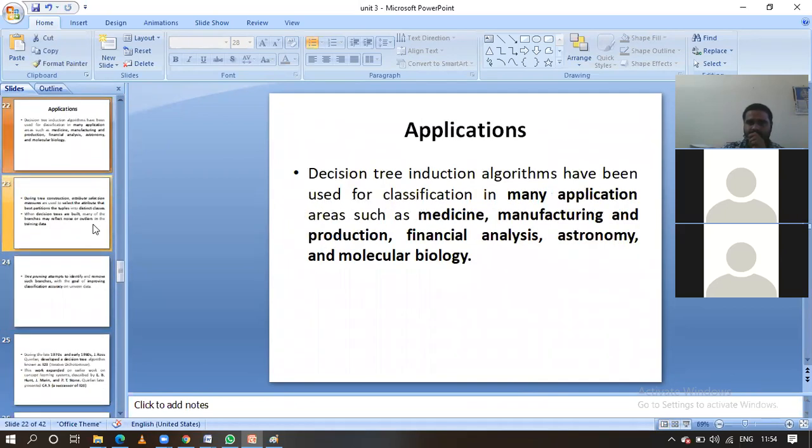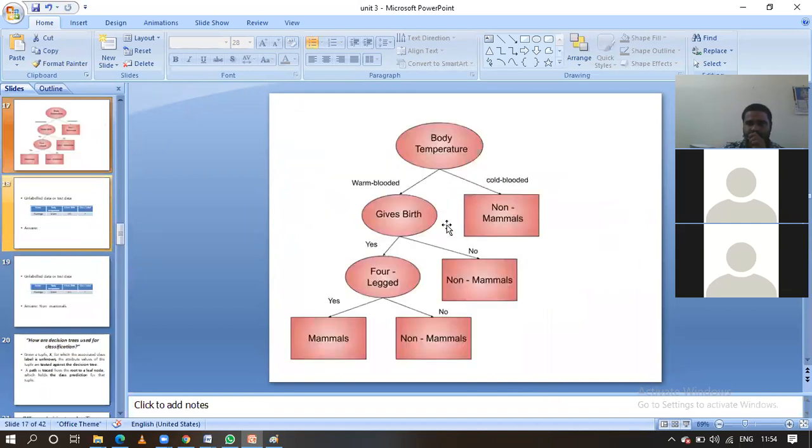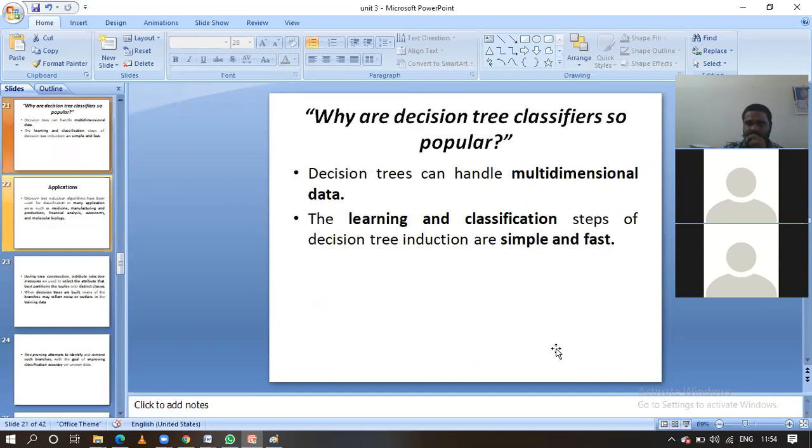If you see this diagram, that is the decision tree. You are able to easily understand it. These are the class labels. The leaf nodes are represented by class labels. That is, whether the particular animal is a mammal or not, yes or no. Yes means that is a mammal, no means that is a non-mammal. Those are the class labels.